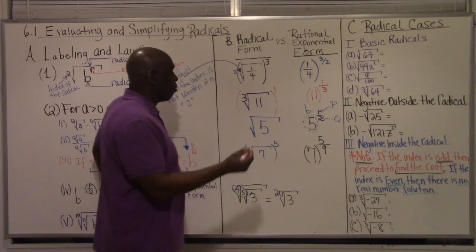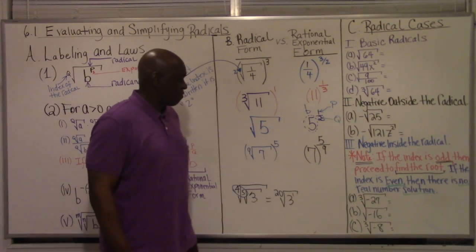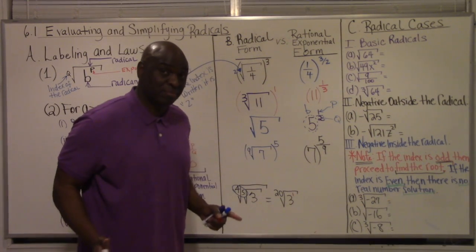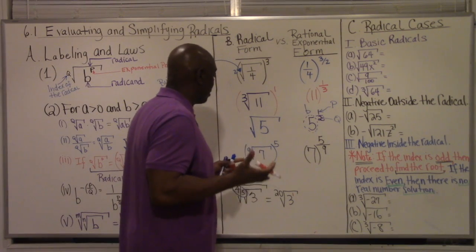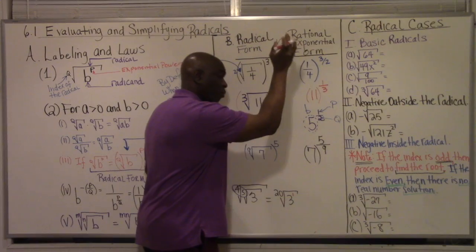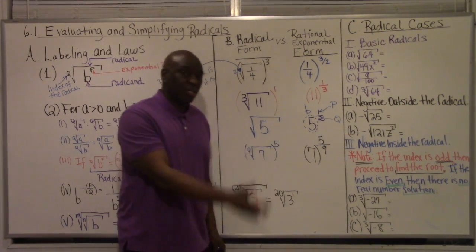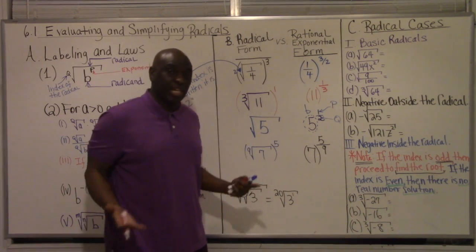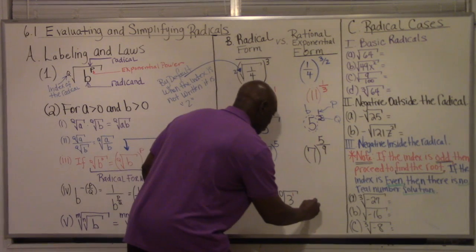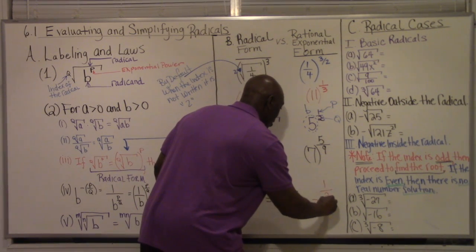We also know by default there's a 1 right there. So you should not have any issue writing this radical into rational exponential form. You see your P, you see the Q, you see the B or the base, go ahead and write it. Here we go. 3 to the power of 1 over 20.